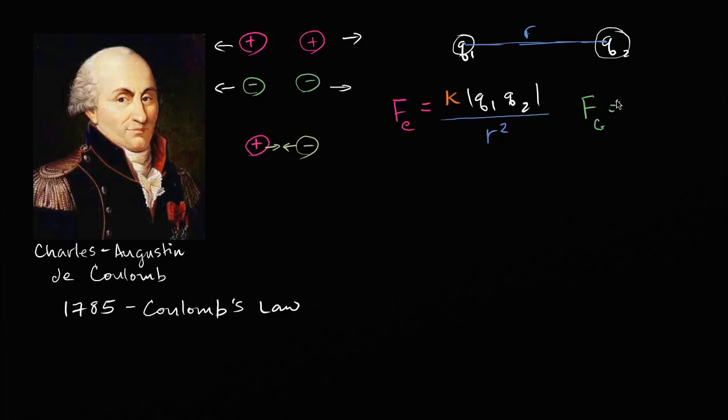Actually, let me do it in those same colors so you can see the relationship. It's going to be proportional to the product of the two masses, m1, m2, and it's going to be inversely proportional to the square of the distance between two masses. Now, these proportionality constants are very different.